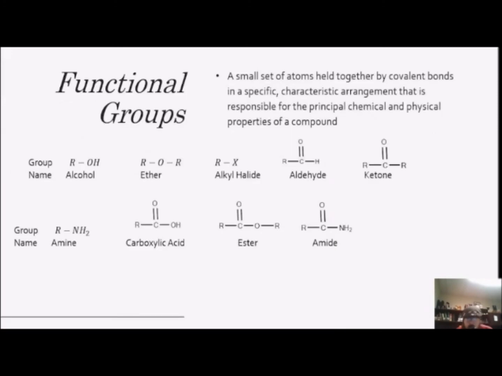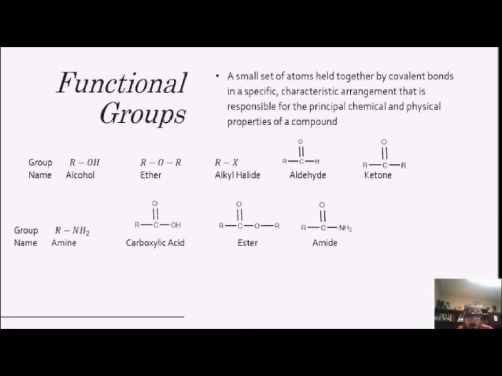Functional groups are a small set of atoms held together by covalent bonds in a specific characteristic arrangement that is responsible for the principal chemical and physical properties of the compound. So all these alkanes are just the background. And then you can add on these reactive groups like an alcohol. Anytime you add an OH onto an alkyl group of any type, it becomes an alcohol. If you combine two alkyl groups over an oxygen, it becomes an ether. You put a halogen somewhere on there, it's an alkyl halide.